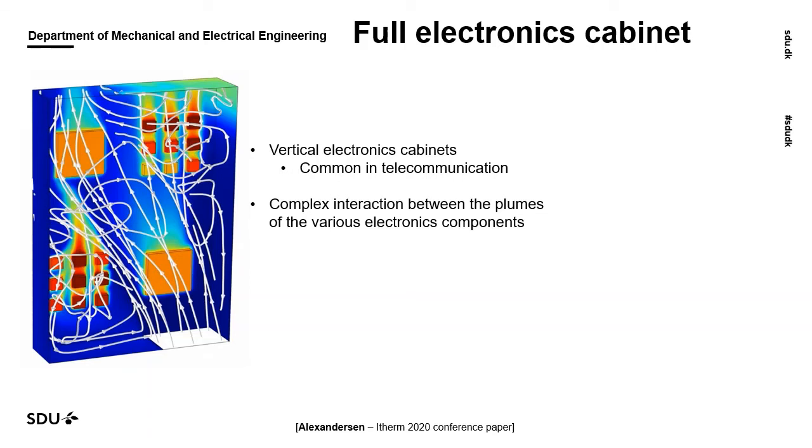We get this complex flow movement, and then the question is, are standard heat sinks sufficient for cases like this, and should every heat sink be the same? So should this chip have the same as this, and should this set of chips have the same as this set?